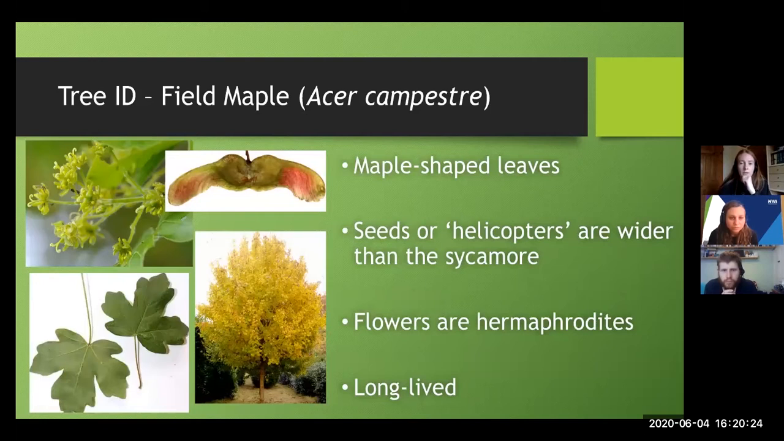So flowers are hermaphrodites. I'll go on to this again in a minute, but that's the standard flower that we expect. So a flower with male and female parts. It's the one you draw in your biology book, that kind of thing. Again, they're pretty long-lived, 350 years. So for quite a small tree, they do all right. They grow to about 20 meters. And I just put this picture of the yellow because they're one of my favorite trees in autumn. They have a really nice golden yellow leaf. It's really beautiful.